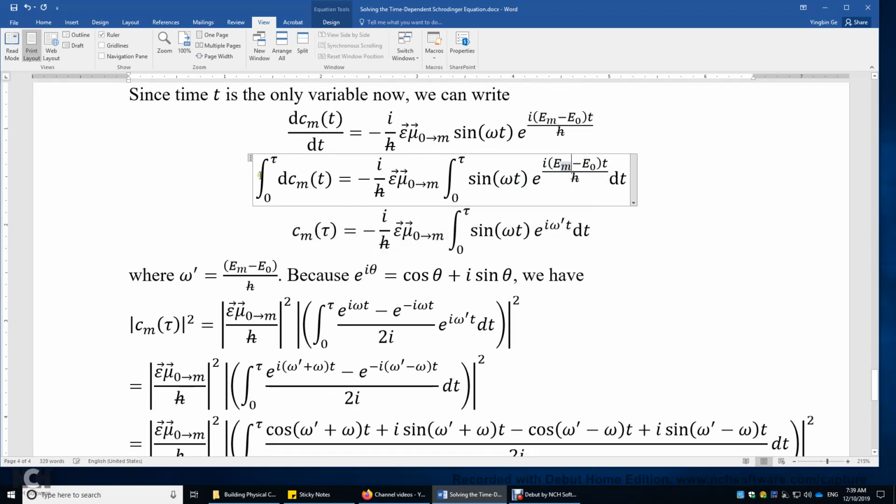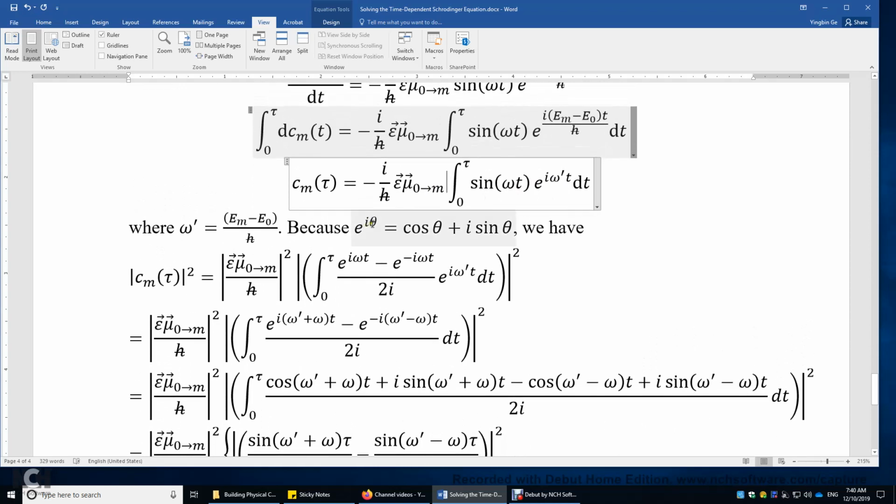So now if we integrate the left-hand side, it's just simply the coefficient of the mth excited state at time tau. Again, tau is a very short time period. On the right-hand side, we just need to integrate this product of a sine function and an exponential function. Over here, to simplify this expression, we set omega prime to be E sub m minus E sub 0 over h bar. And then this exponential function becomes e to the power of i times omega prime times t.